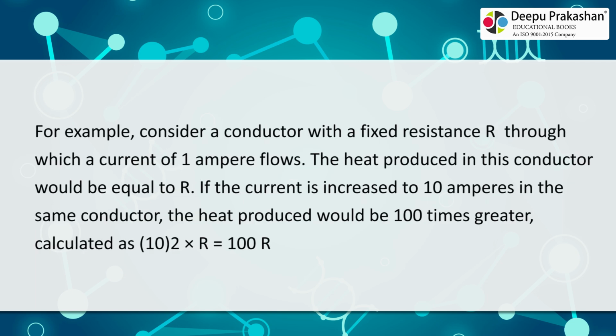For example, consider a conductor with a fixed resistance R through which a current of 1 ampere flows. The heat produced in this conductor would be equal to R. If the current is increased to 10 amperes in the same conductor, the heat produced would be 100 times greater, calculated as 10² into R is equal to 100 R.